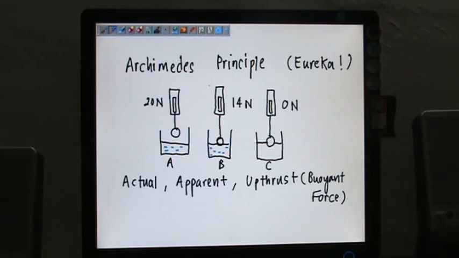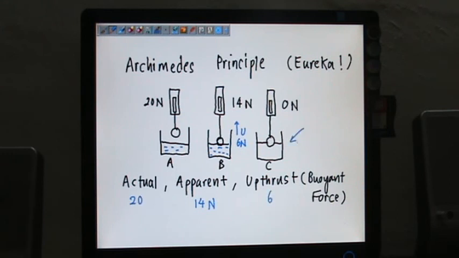In this case, when you put it into the water, when you touch the water a bit, not really a lot, you touch a bit, and you realize that the reading becomes 14 Newton. So it shows that the upthrust is equal to 6 Newton, perhaps. So what we can say is 14 is the apparent weight of the stone. The actual weight of the stone is 20 and the upthrust is 6.